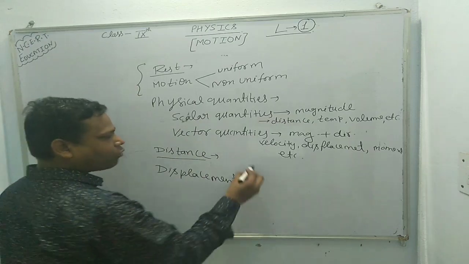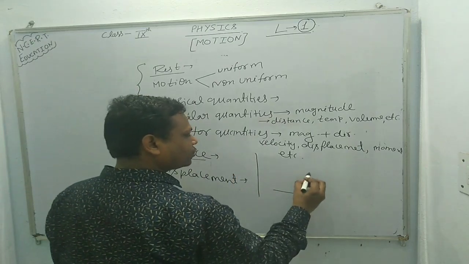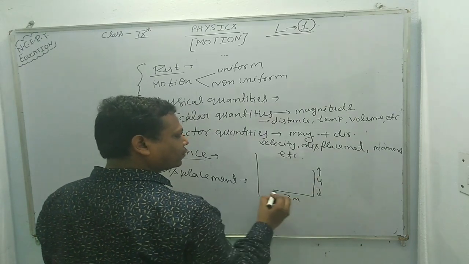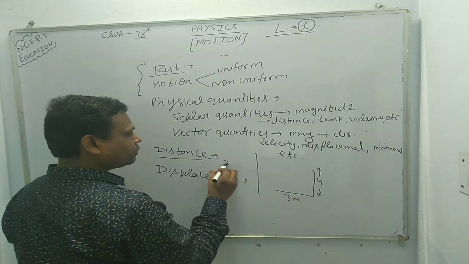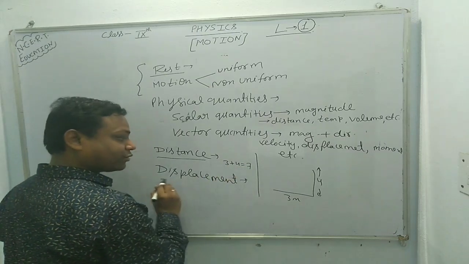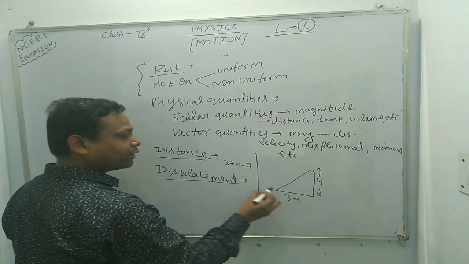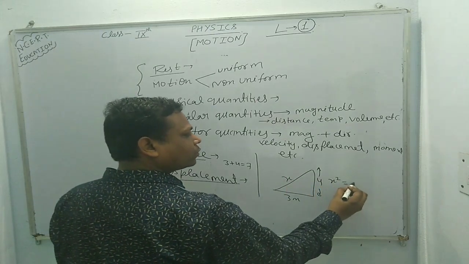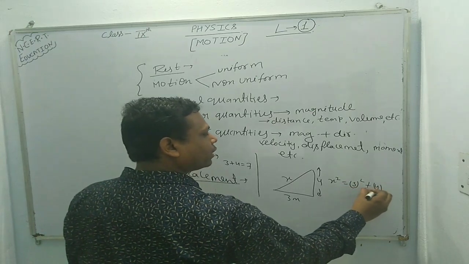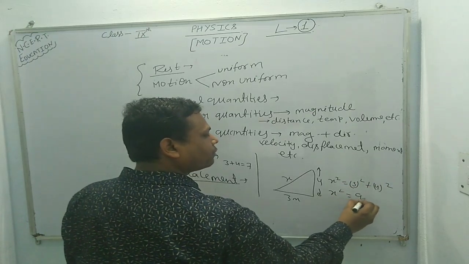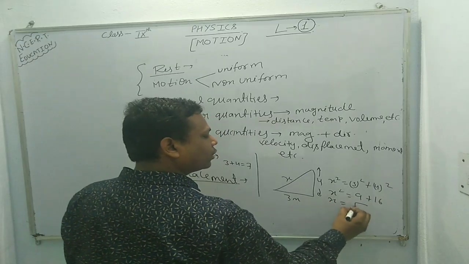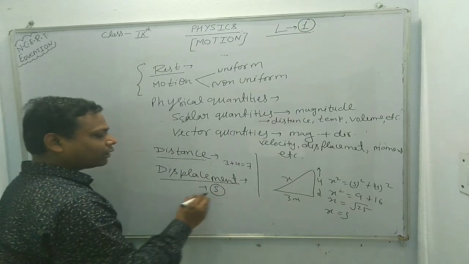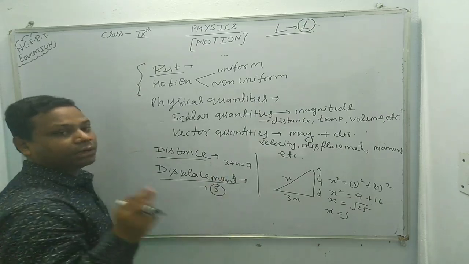So how can you differentiate? Remember students, this is 3 meters, this is 4 meters, and the total distance 3 plus 4 is equal to 7. But in the case of displacement, you will get it by the Pythagoras theorem: x square is equal to 3 square plus 4 square. x square is equal to 9 plus 16. x is equal to under root 25, and you will get 5. So displacement is 5 and distance is 7.